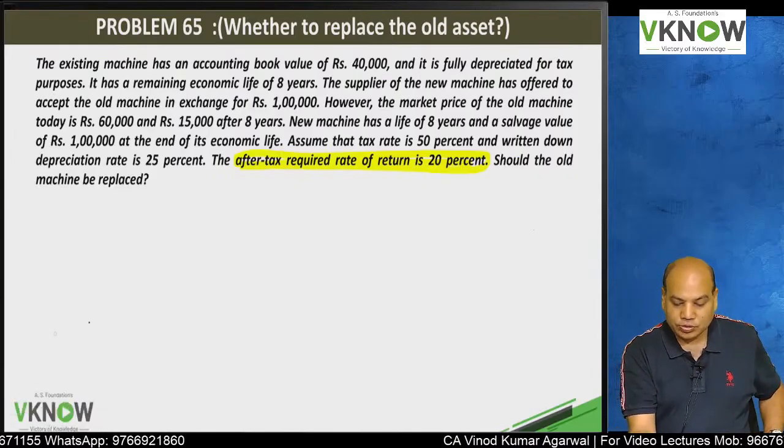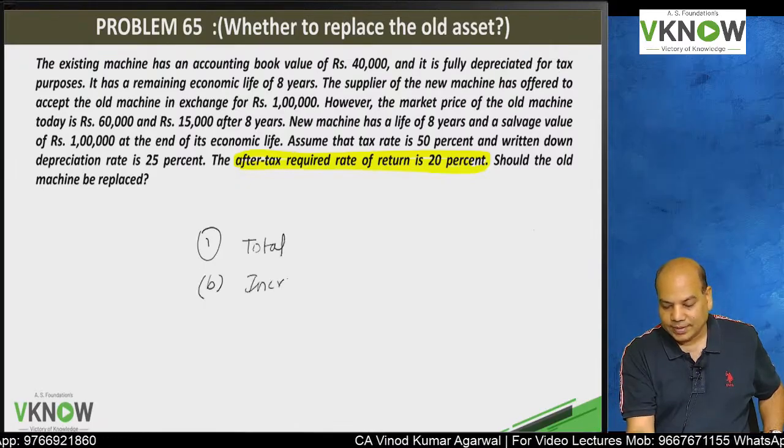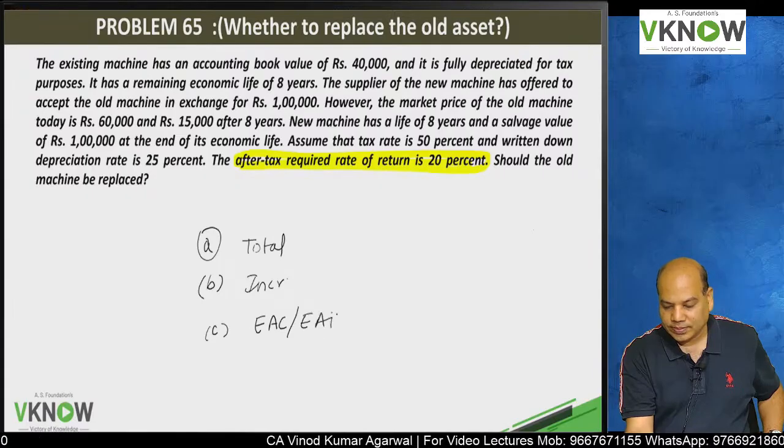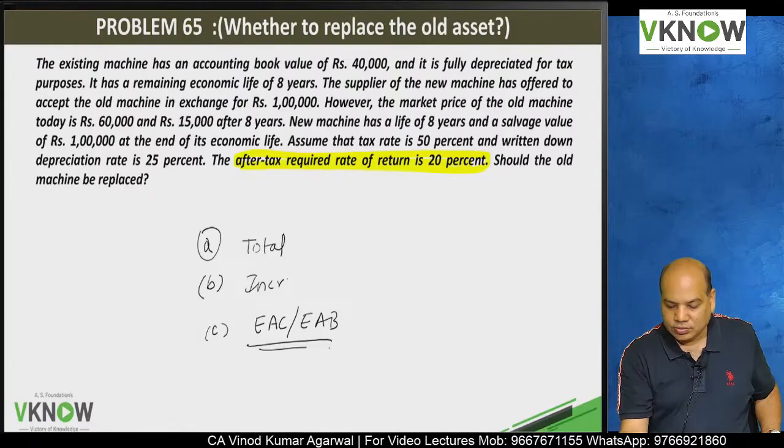I am going to ask you the same boring question. Option A, total approach. Option B, incremental approach. Option C, EAC or EAB approach. Which approach can we follow? So we will follow incremental.